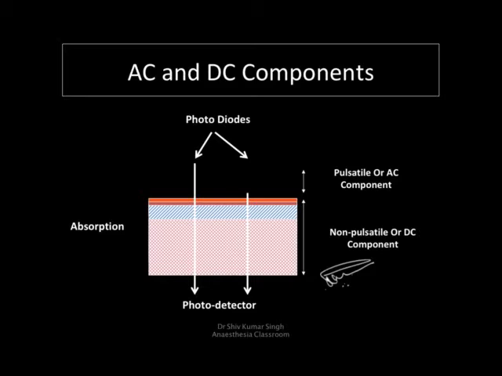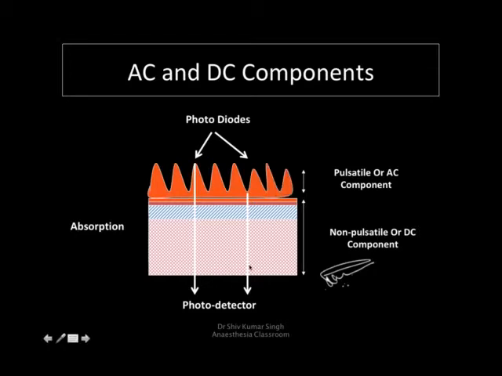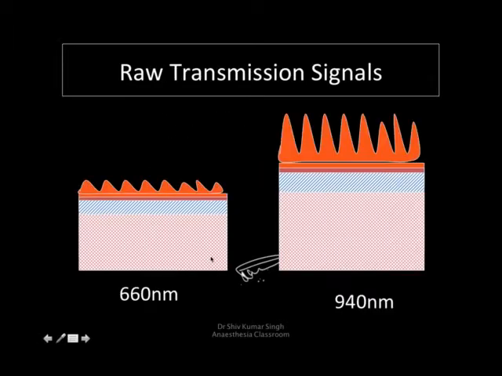To understand that, we need to understand something called AC and DC components. When we look at the finger, we have the pulsatile component, which comes mainly from the arterial blood. But the non-pulsatile component comes not only from the venous blood, but also from the other tissues. So light passes through this pulsatile and non-pulsatile component, and this is detected. We have the measurements at 660 nanometers and 940 nanometers, and this is the raw transmission signal.